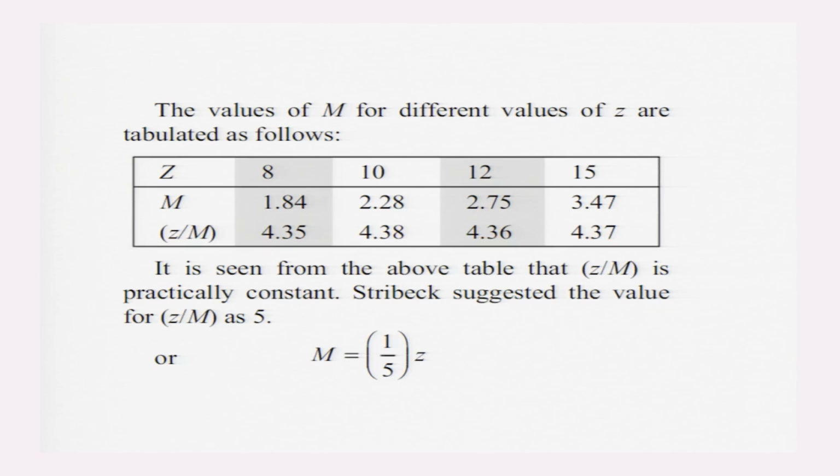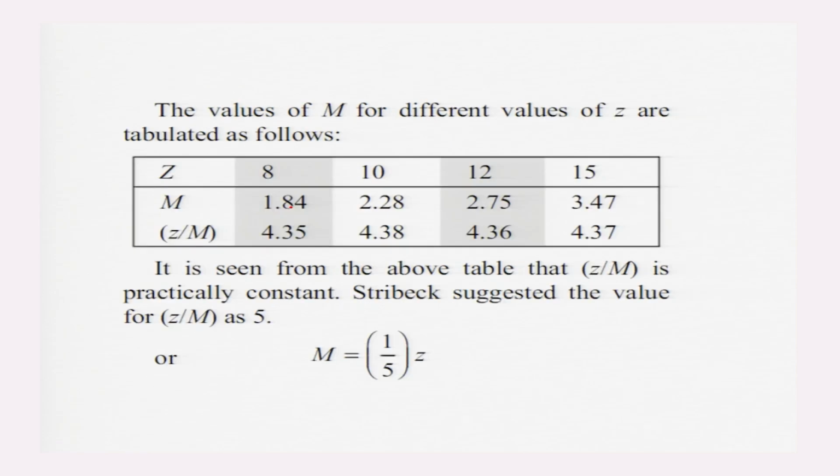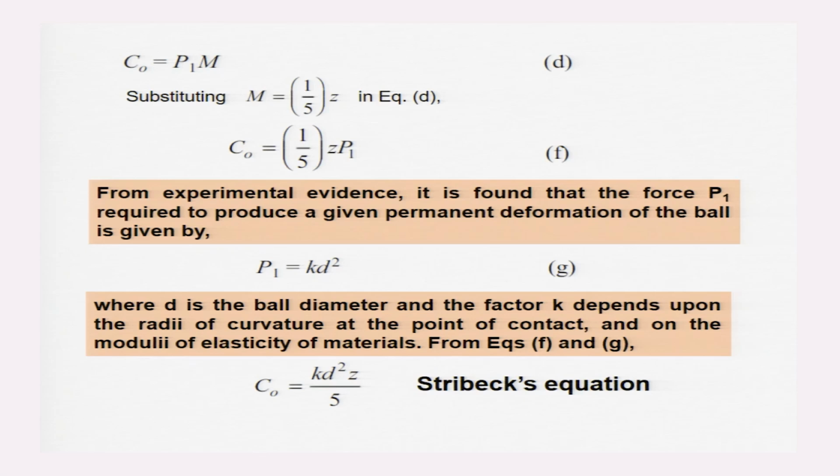So, Stribeck suggested the value of Z divided by m equal to 5. So, m is equal to 1/5 multiplied by Z, the number of balls or the number of rollers. Substituting this m in the equation of C0, C0 is equal to P1 multiplied by m, and now m is Z/5, and so C0 is Z divided by 5 multiplied by P1.